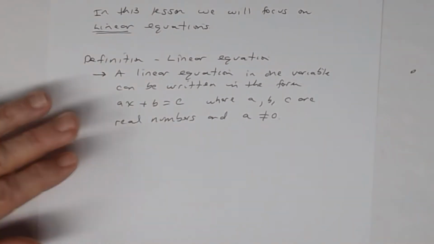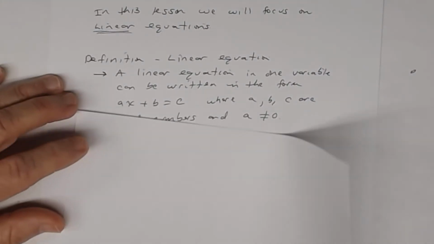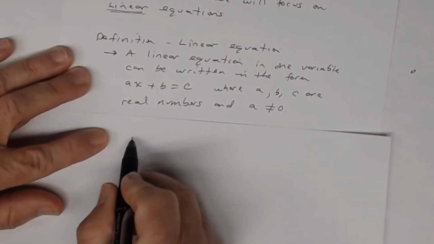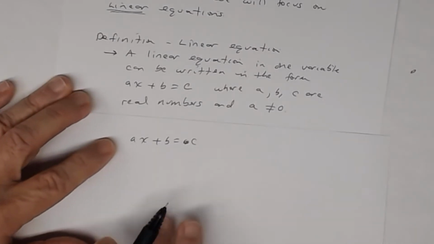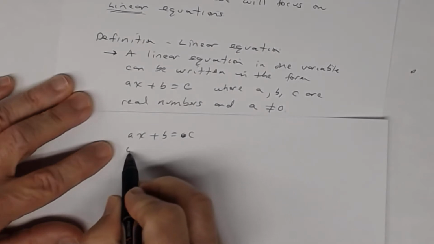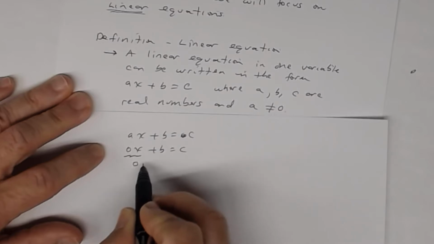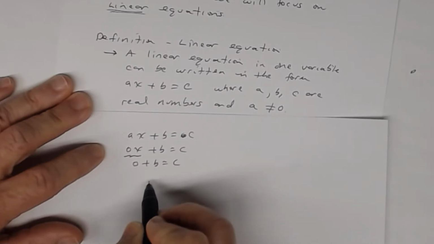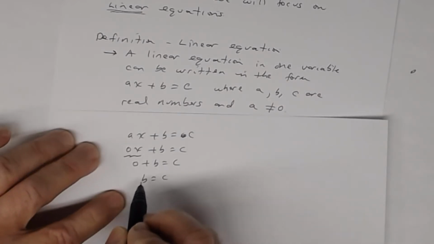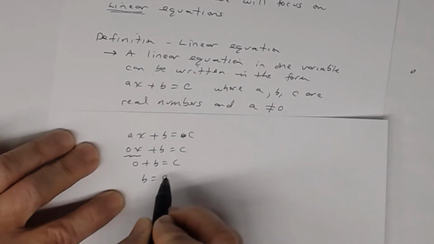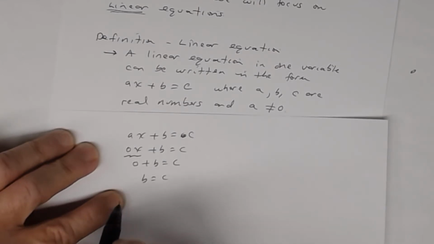And the reason a cannot be zero is for this reason. Okay, so listen carefully. So I'm going to go ahead and write this over again. So for example, oops, that's C right here. For example, if a were zero, you'd have this, right? But 0 times x is 0. So you have 0 plus b equals c, and then 0 plus b is b, and so you have b equals c. So notice that this last statement no longer has a variable in it. So it's not a linear equation.